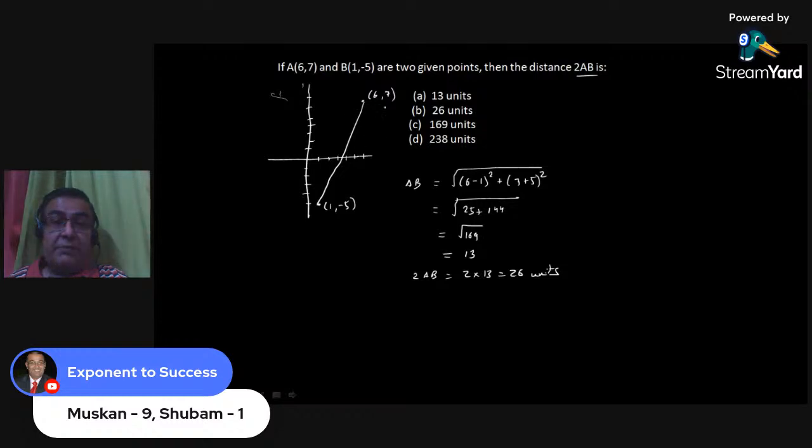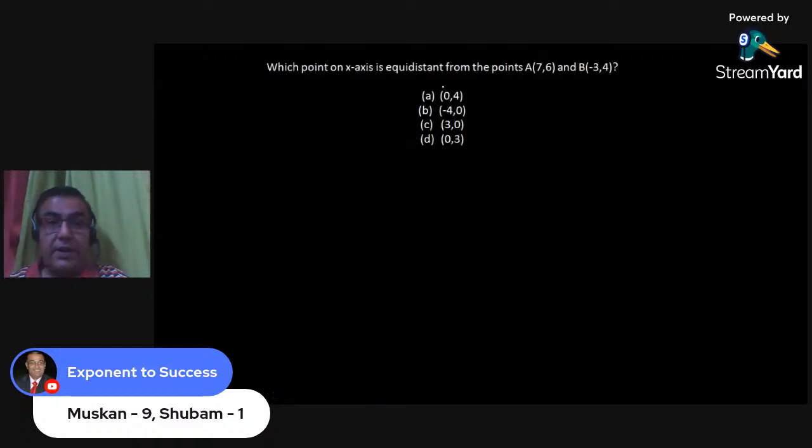No points to anybody, no right answer on the screen. So 26 units is the correct answer. Let's move to the next question. Which point on x-axis is equidistant from the points A (7, 6) and B (-3, 4)?